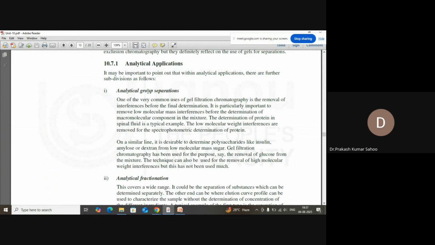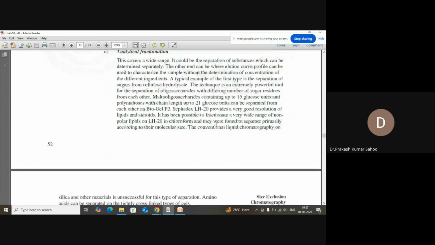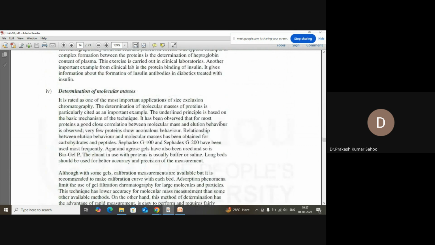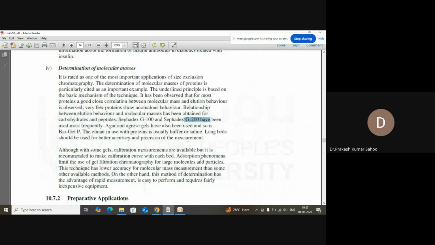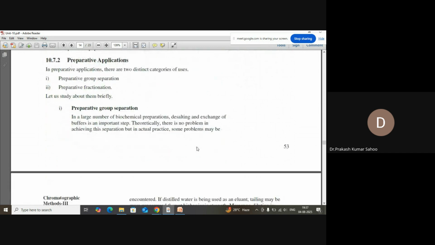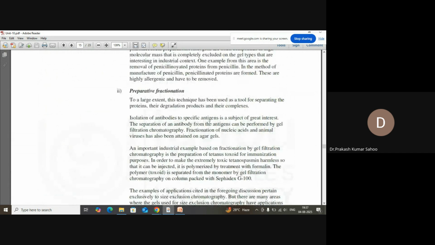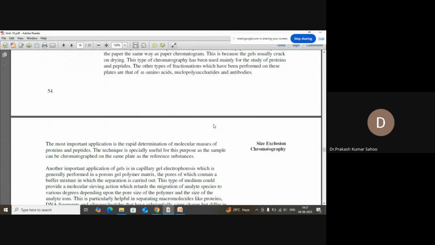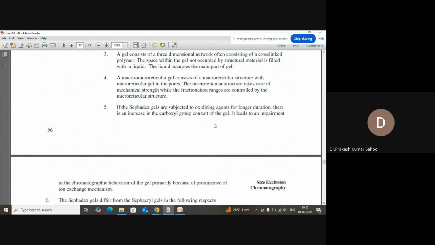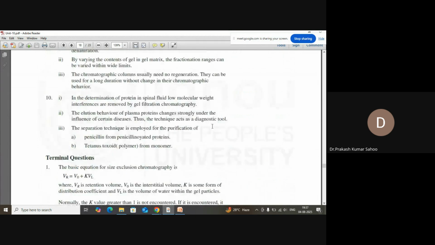The unique feature of this technique, some applications. Under application, we have analytical group separation, analytical fractionation, measurement of protein binding and complex formation, determination of molecular weight using the Sephadex grades G100 and G200, also Biogel P. Then preparative application, group separation, preparative fractionation, miscellaneous application. Then the summary part will come.